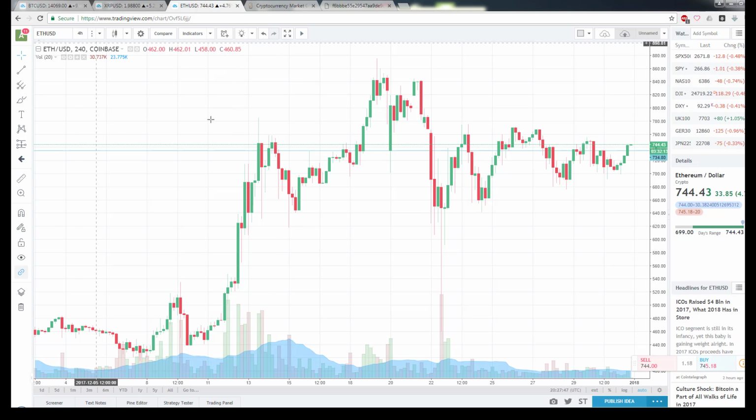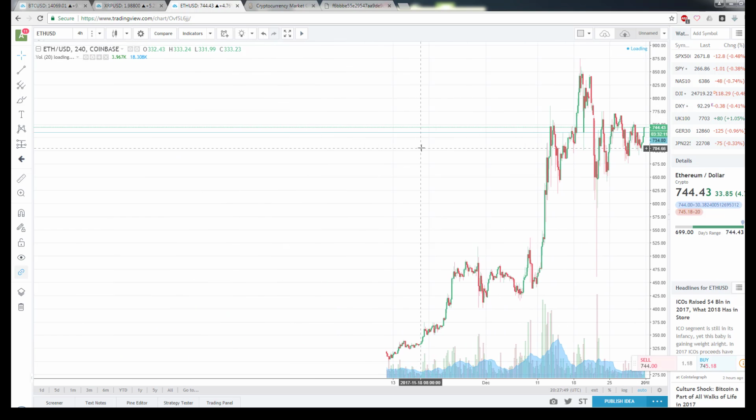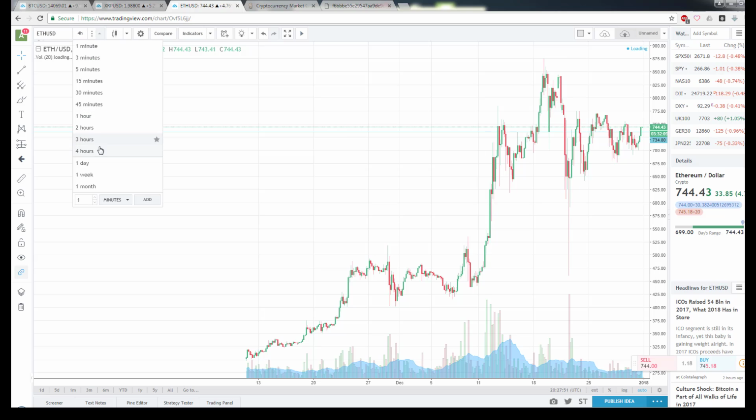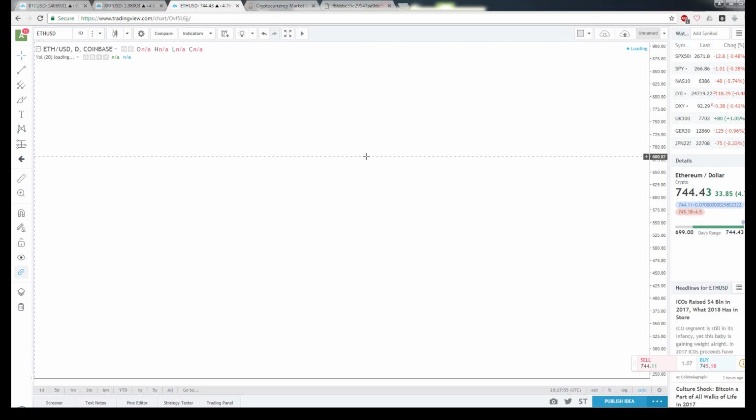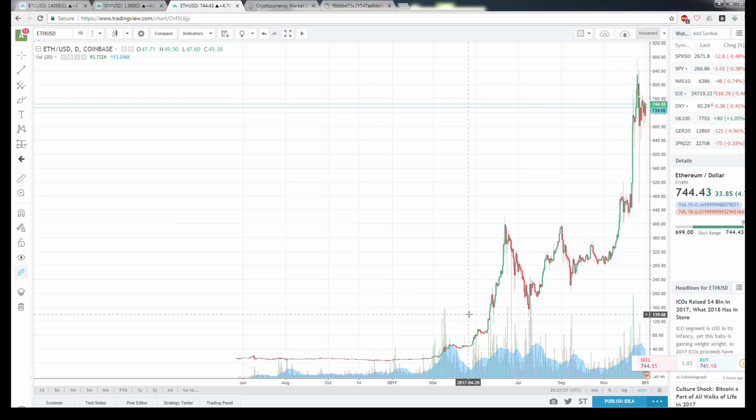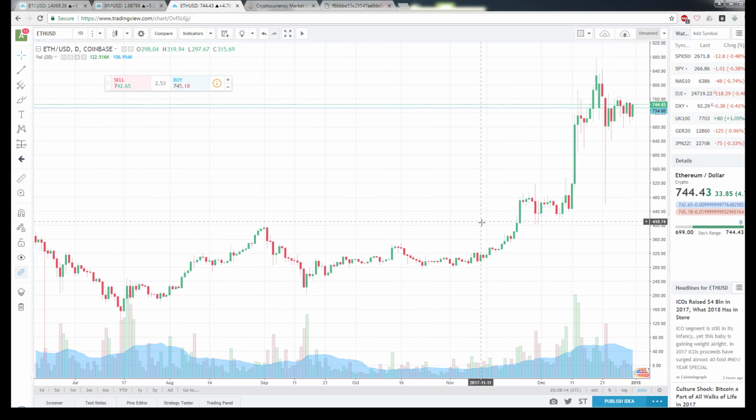Ethereum. Let's go to the daily. Let's see what it is like. Okay, so much of the year it has been around 20 something dollars, right? And then took off like a rocket. I guess SpaceX is behind this. Alright, so Ripple now. Sorry, Ethereum.